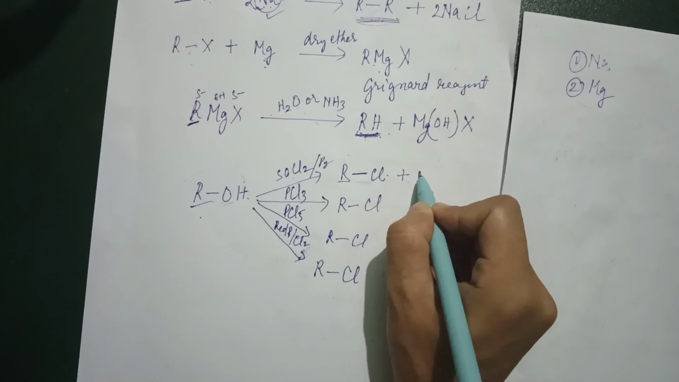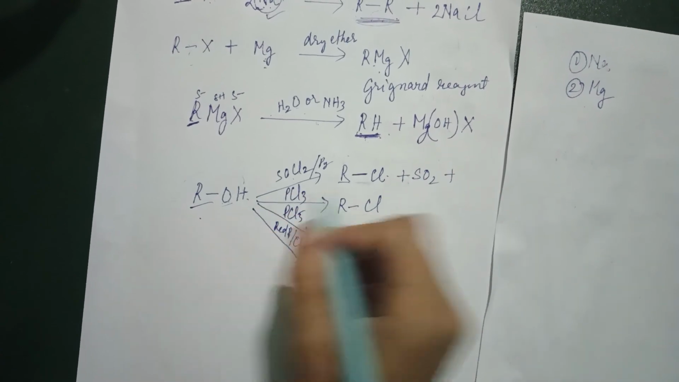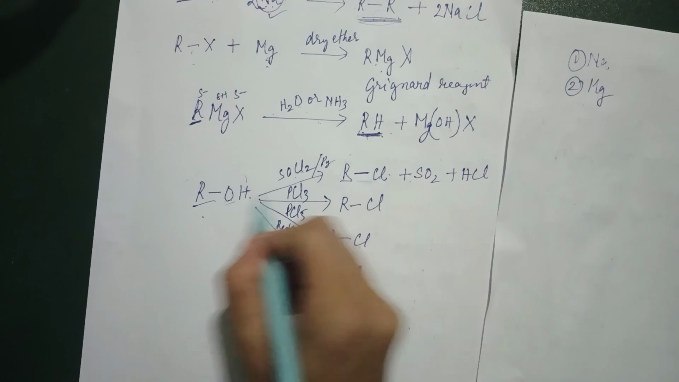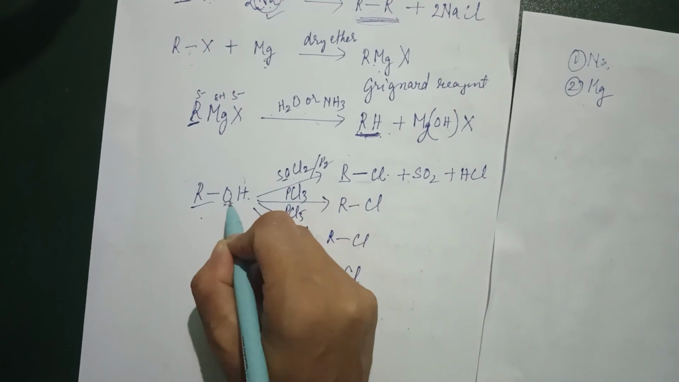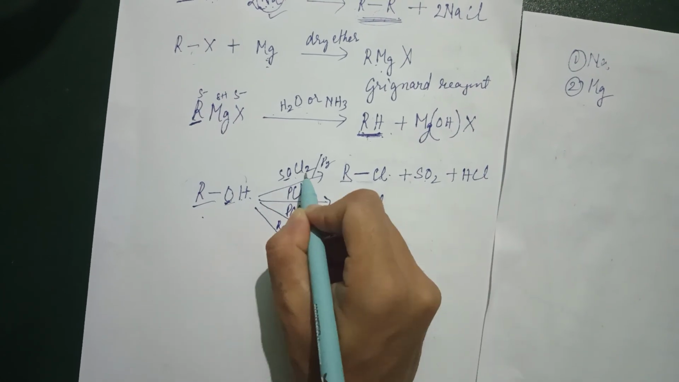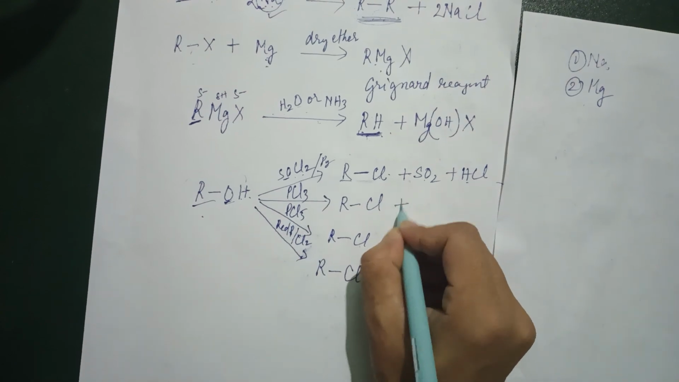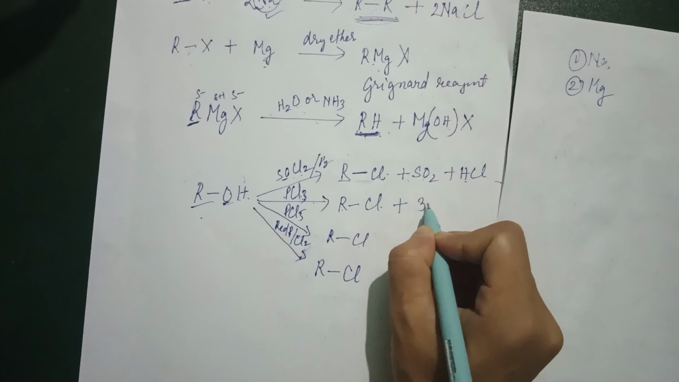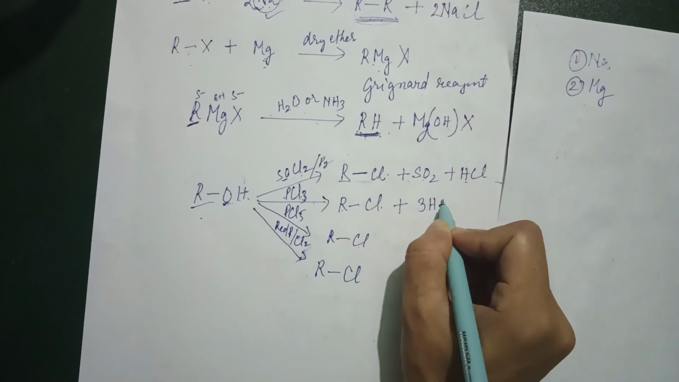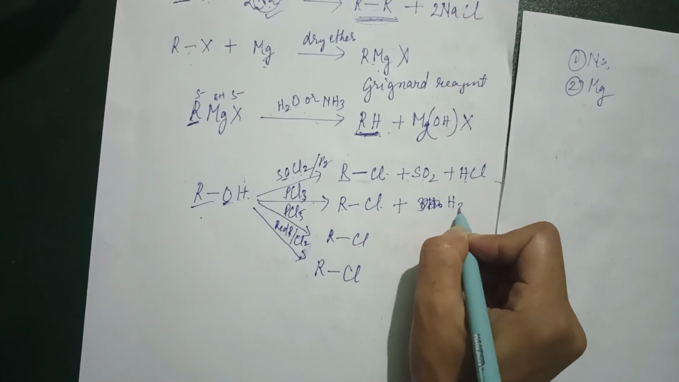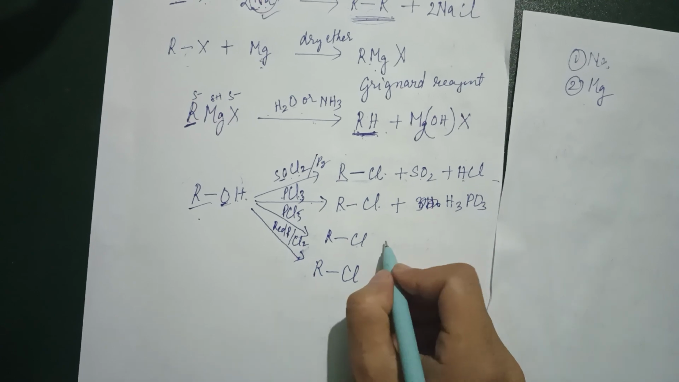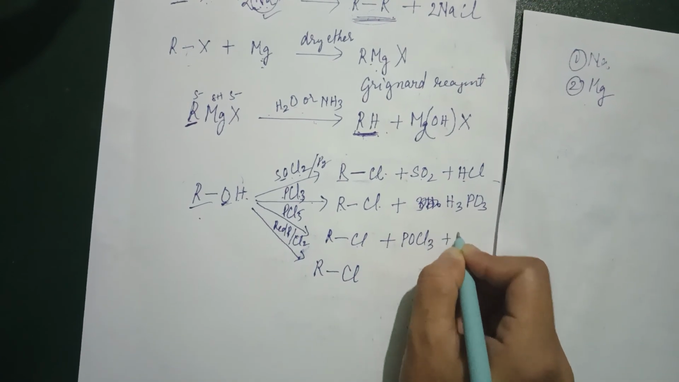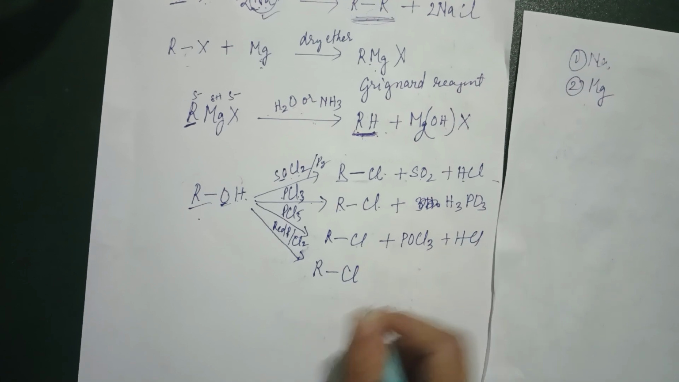The side products you have to learn: with SOCl2, SO2 and HCl; with PCl3, RCl plus H3PO3, just start with 3; with PCl5, POCl3 plus HCl. There is no side product for the red phosphorus case.